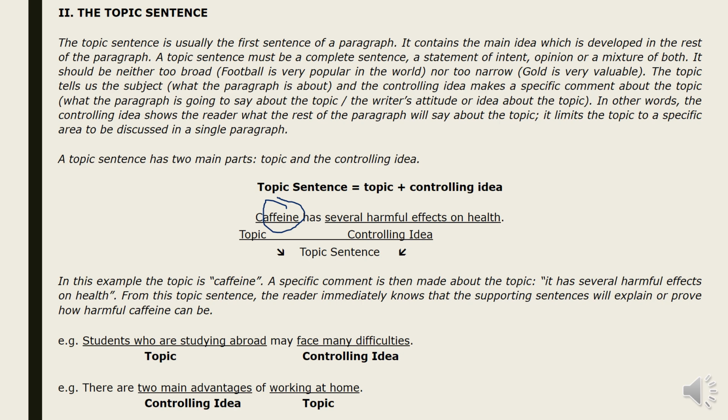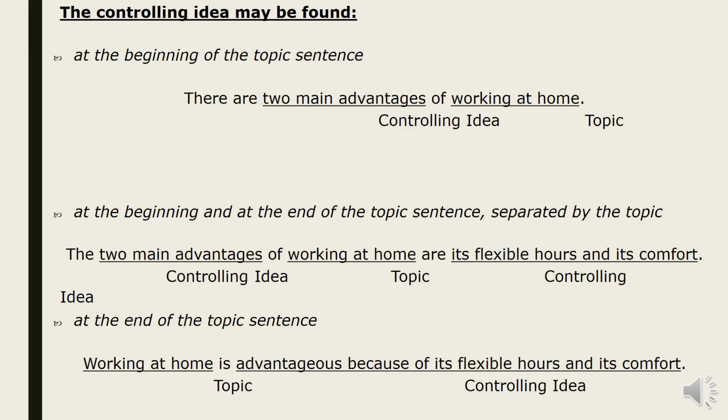It's not necessary that the topic is always at the beginning and the controlling idea is at the end. It might be the opposite, same as we had here in this sentence. The controlling idea came before the topic. So here it talks about the organization of the controlling idea and the topic. It means it's not necessary to be usually at the beginning of the sentence or at the end of the sentence. It might be different.